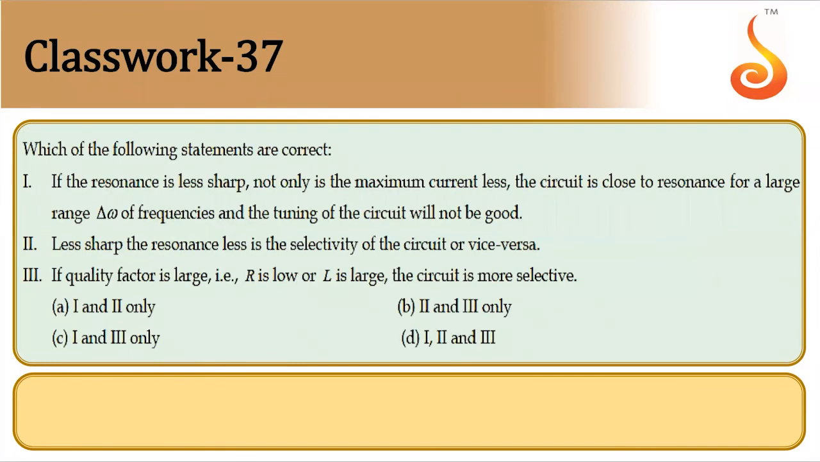Which of the following statements are correct? One: If the resonance is less sharp, not only is maximum current less, the current is close to resonance for a large range delta omega of frequencies, and the tuning of the circuit will not be good. Two: Less sharp resonance, less is the selectivity of the circuit, or vice versa. Three: If quality factor is large, that is R is low or L is large, circuit is more selective. Options are 1 and 2 only, 2 and 3 only, 1 and 3 only, 1, 2 and 3.